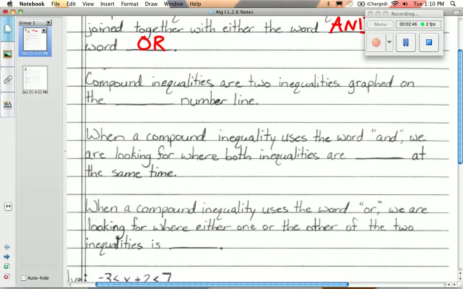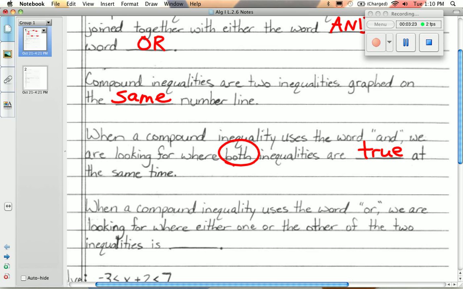So compound inequalities are two inequalities graphed on the same number line. We don't make separate number lines, even though there's kind of like two situations going on, two inequalities involved. We graph the solutions on the same number line. So when a compound inequality uses the word and in it, we are looking for where, just like you said, both of them have to be true. Both things have to be satisfied for it to be a member of the solution set.